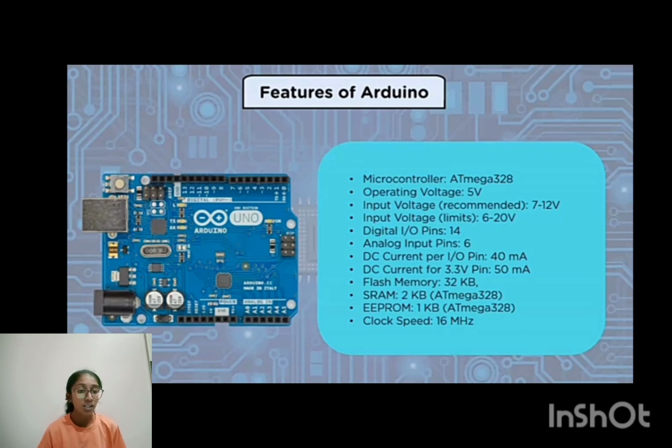The features of an Arduino are: the microcontroller ATmega328, operating voltage 5 volts, recommended input voltage 7 to 12 volts, input voltage limits 6 to 20 volts, digital input or output pins totaling 14, and analog input pins 6. The DC current per input or output pin is 40 milliamperes, the DC current for the 3.3 volt pin is 50 mA, the flash memory is 32 KB, the SRAM is 2 KB, the EEPROM is 1 KB on the ATmega328, and the clock speed is 16 megahertz.